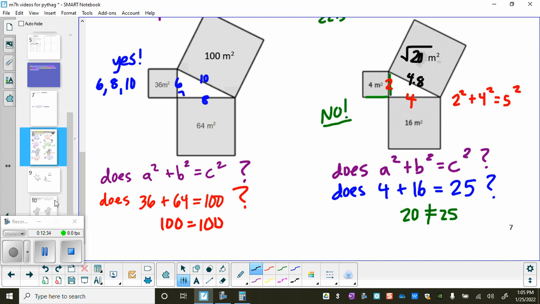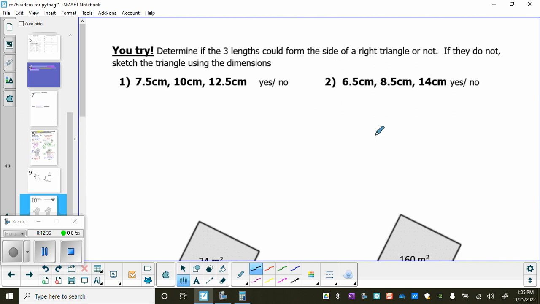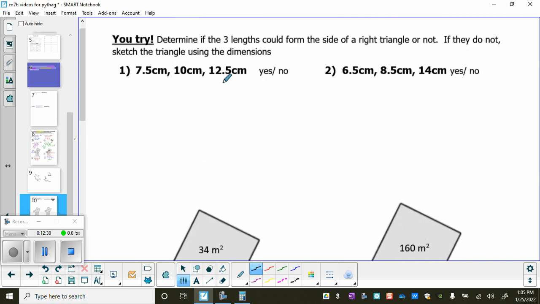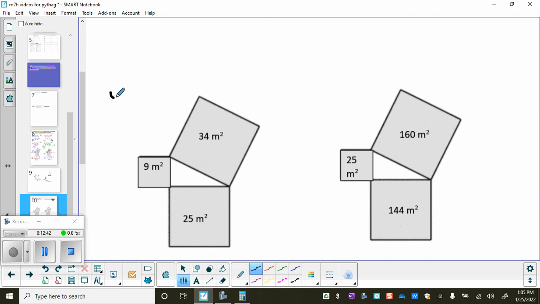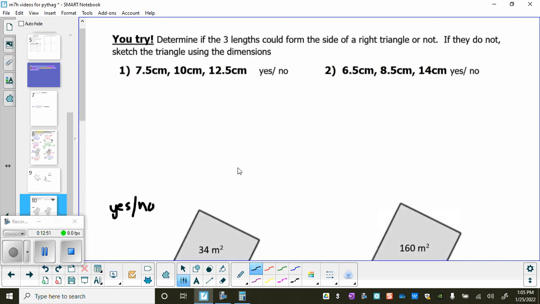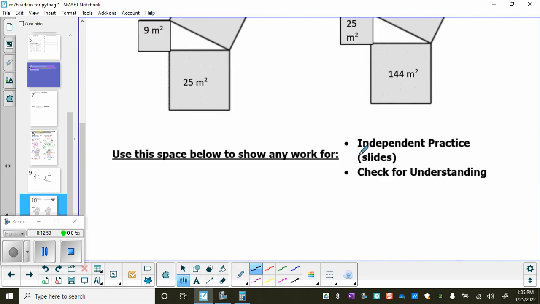What you guys are going to do now is flip over to the next page, and you've got some to try, just yes, no. And right here, I didn't include the part for you to circle yes or no, but you can just put the word yes or no next to each of these to see if they prove the Pythagorean theorem. Again, your answers for that will go into a Google form, and then you'll use the rest of the page to show any scratch work for the slides or the check for understanding.